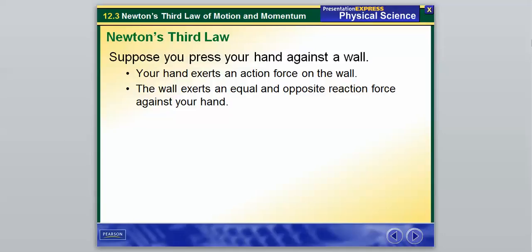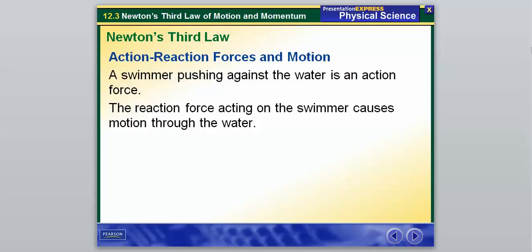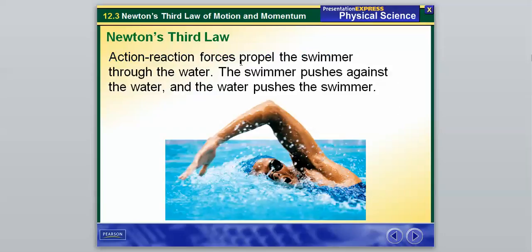And another example is a swimmer. So a swimmer pushing against the water is an action force, and the reaction force acting on the swimmer causes motion through the water. So the water exerts the force back onto the swimmer. So again, the action-reaction forces propel the swimmer through the water. The swimmer will push against the water, and the water pushes back against the swimmer. So that's an action-reaction force. Again, you kick your feet and you move your legs through the water. That's the action force. You are acting against the water, and then therefore the water is acting back against you.